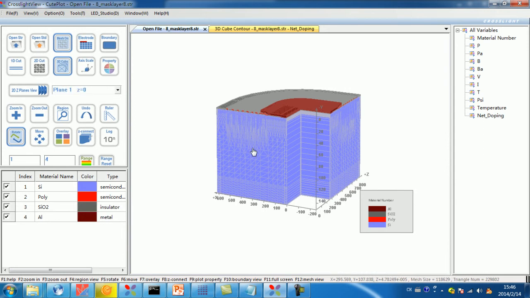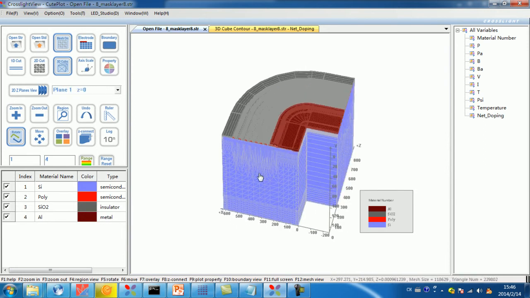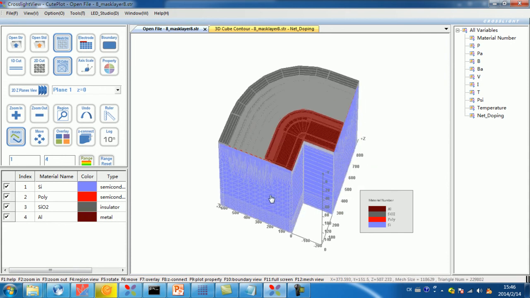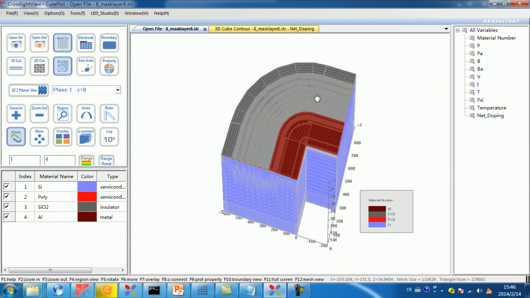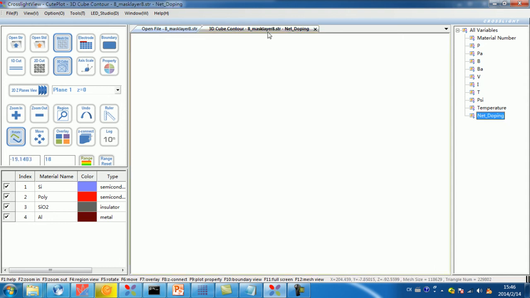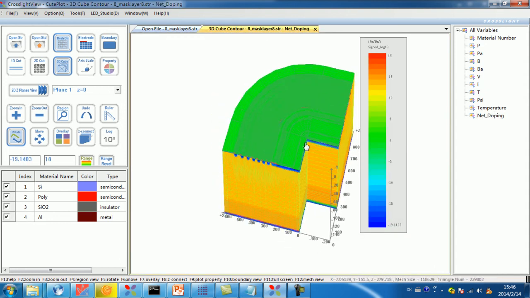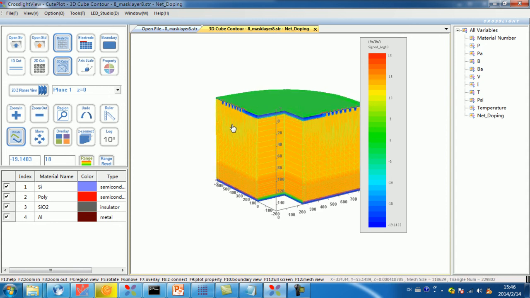This is the structure we get after 3D simulation in C Supreme. These are the cut lines we get with mixed cylindrical method. This is the net doping distribution. I just skipped the process flow here. Please refer to other Crosslight tutorials for more detail.